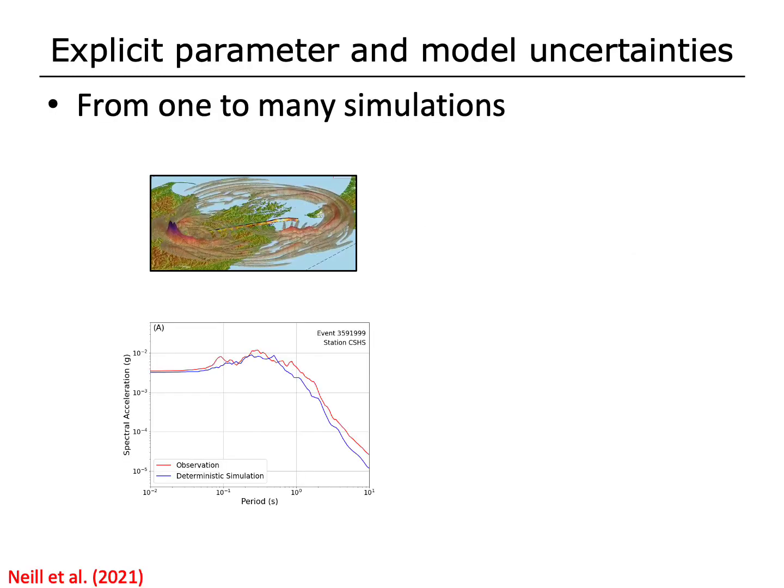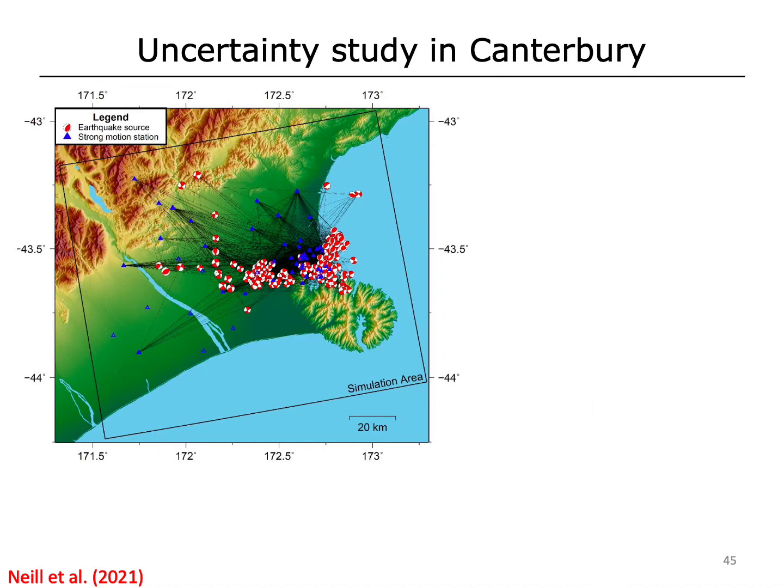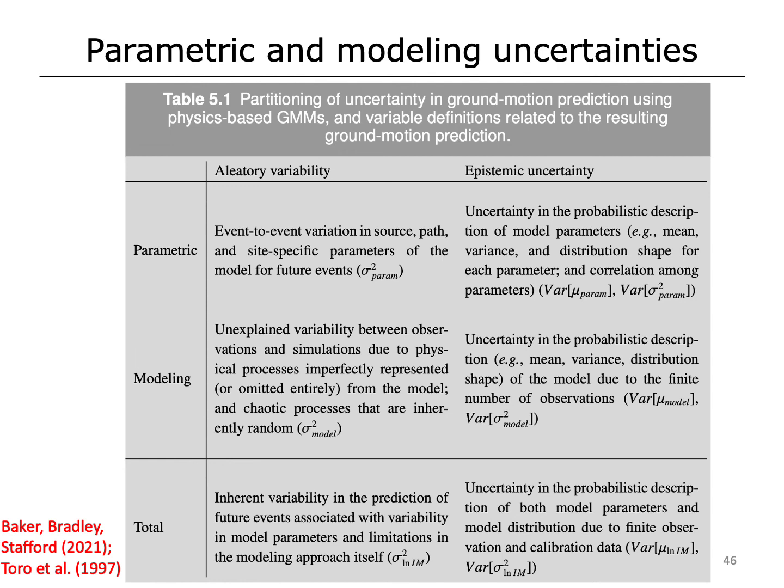So we really go from the situation of having a single event with a single ground motion simulation and comparing that with an observation to now having many different ground motion simulations representing uncertainty in the parameters or the constitutive models of the ground motion simulation. And so we've done some initial work on this, as have others, in the Canterbury region, where we focused on uncertainties in the source parameters, but this is a field with a significant amount of work ahead of it as well.